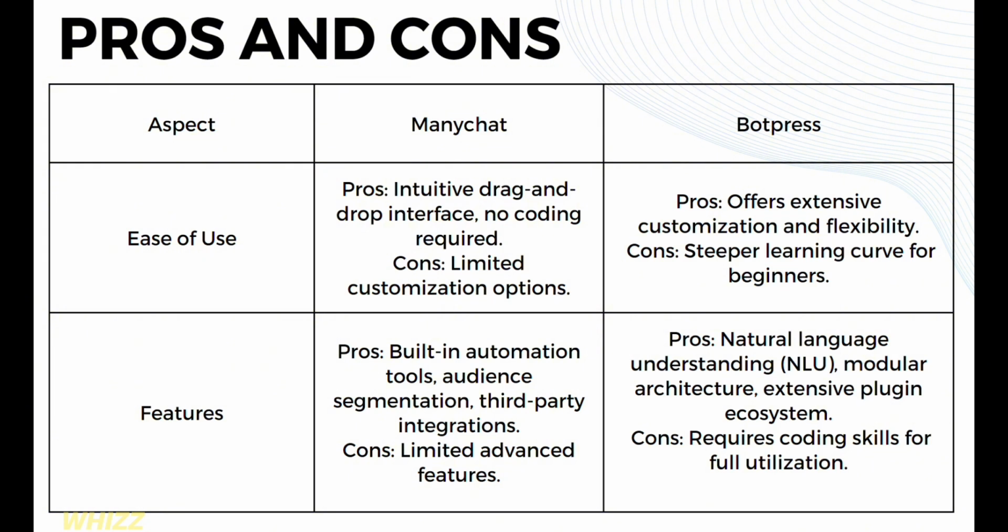Now in terms of features, Manychat's pros are built-in automation tools, audience segmentation, and third-party integration, while the con is that it offers limited advanced features. On the other hand, Botpress's pros are that it offers natural language understanding or NLU, modular architecture, and an extensive plugin ecosystem, while the con is that it requires coding skills for full utilization.